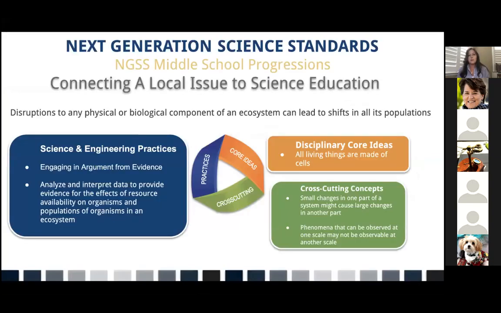So this particular standard, where you're connecting a local issue to science education, if you use the Next Generation Science Standards, I chose these three areas because I feel like it really helps to merge the practices with analyzing data, collecting data. Creating an argument is huge, arguing for what you're looking at in science and from evidence, which can be from something that you've foldscoped or researched and read. And then all living things are made of cells, just this overarching idea.